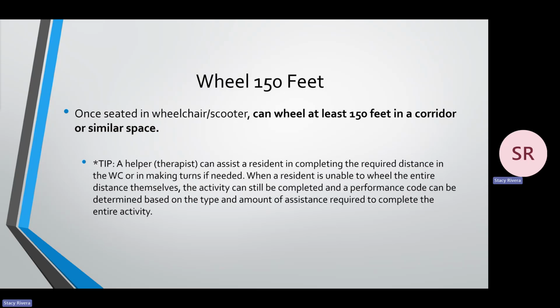A helper or therapist can assist a resident in completing the required distance in the wheelchair or making turns if needed. When a resident is unable to wheel the entire distance themselves, the activity can still be completed and a performance code can be determined based on the type and amount of assistance required to complete the entire activity.